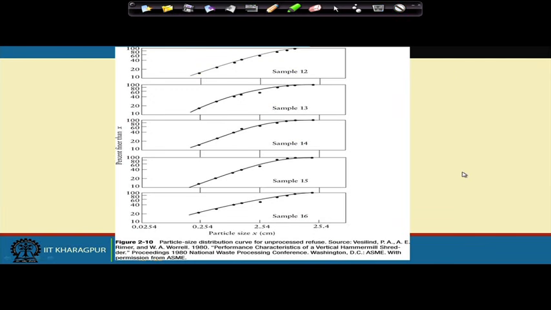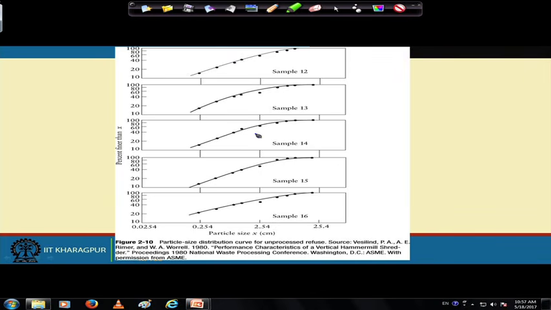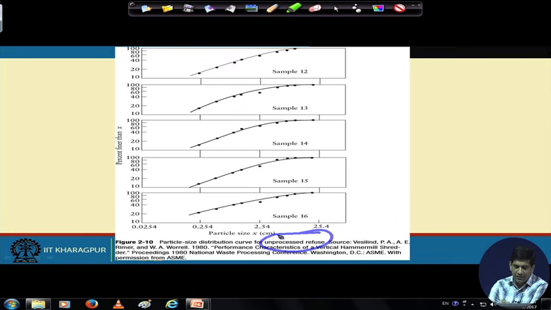So these are some examples of particle size distribution. If you look at the different samples, 12, 13, 15, 16, these are unprocessed refuse. As it says, it has not been processed, and it is coming from one particular book. As you can see, it is basically coming from some research project.